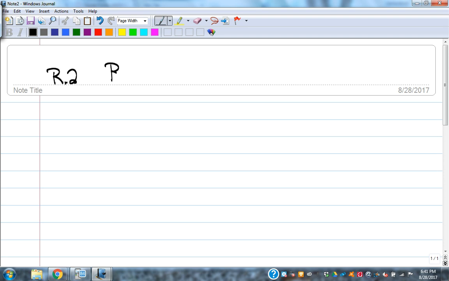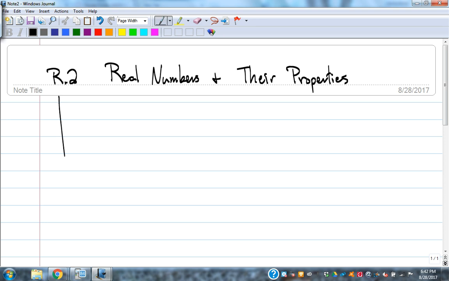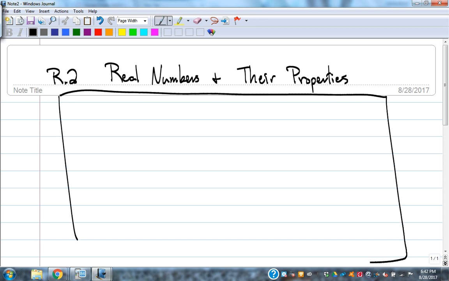R2, we're going to talk about real numbers and their properties. I actually do some math in this section, some multiplying, adding, subtracting, all that stuff. Now, when we're talking about real numbers, we're talking about the number system, not just real numbers like they exist. Real numbers as in the real number system. There's a larger set of numbers than the real number system. It's this huge box that's called the complex numbers.